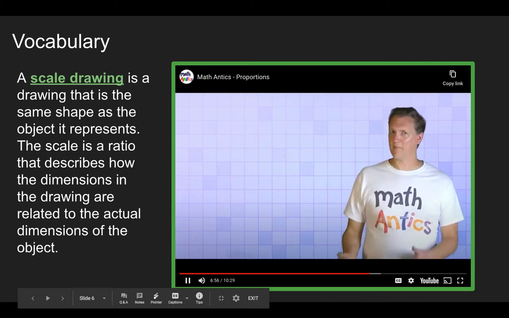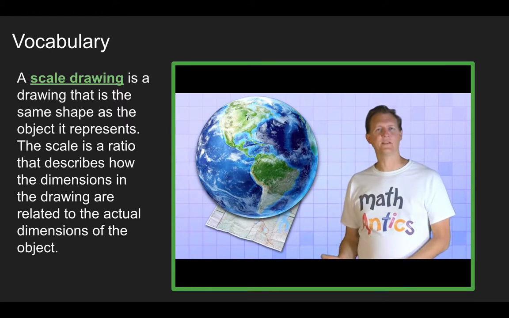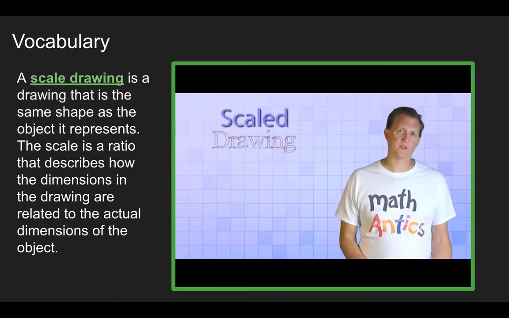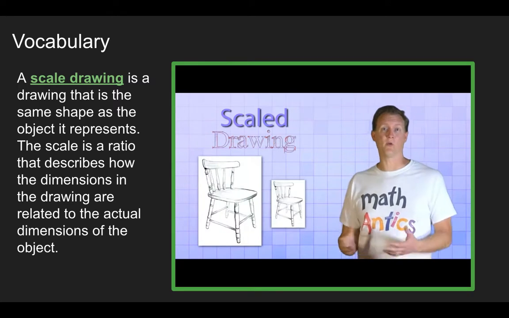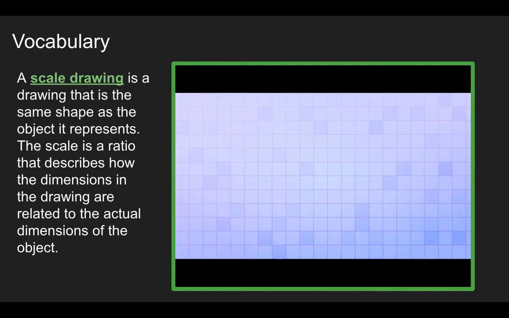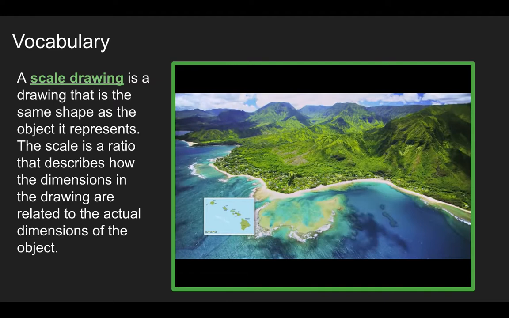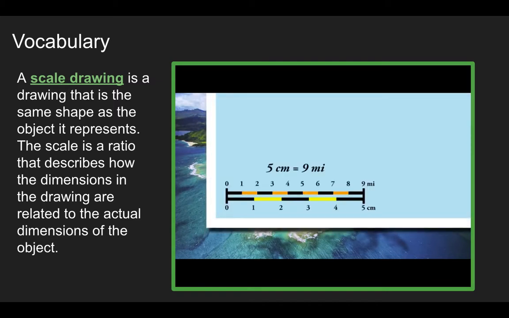Have you ever noticed that maps are a lot smaller than the real-life places that they show? A map is a good example of something called a scale drawing, which is just a drawing that's either larger or smaller than the real thing it depicts, but it's still in proportion to that thing. For example, this map of Hawaii is a lot smaller than the actual Hawaii. But even though the map is smaller, it's still proportional to the real island. And there's even a scale on it to show the relationship between the two sizes. It says that 5 centimeters on the map is equal to 9 miles on the real island.